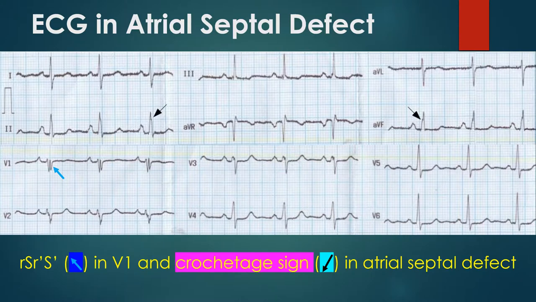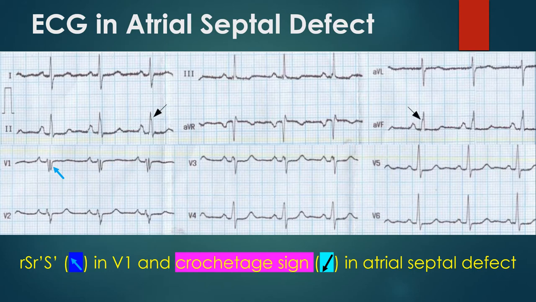ECG shows RS, R', S' in V1 and crochetage sign in atrial septal defect. Crochetage sign in atrial septal defect was described by Heller and associates in 1996. It is a notch near the apex of the R wave in inferior leads.